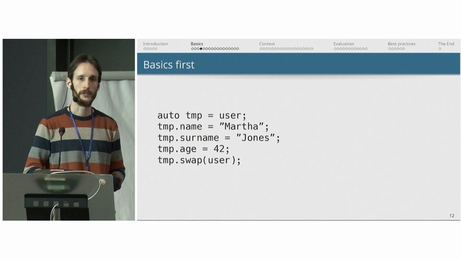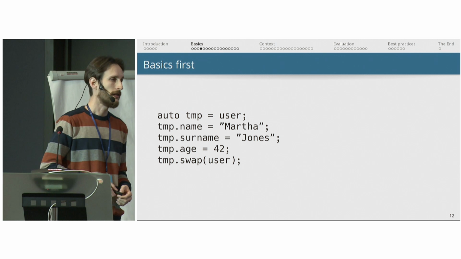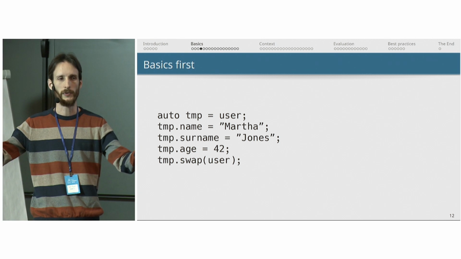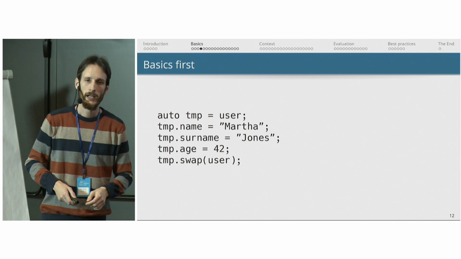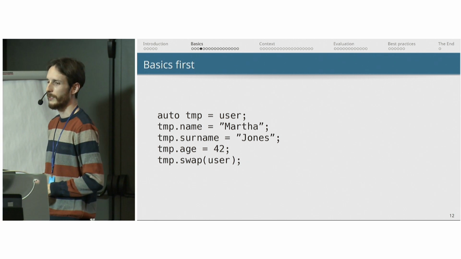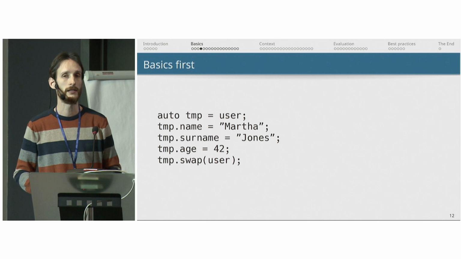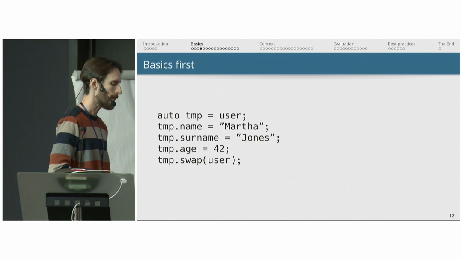We can use the same idiom to ensure that we never update our objects just partly. We can create a temporary copy of the user, update it, and if all the updates succeeded, then we can just say, okay, swap the temporary and the actual value. And obviously, for this to work, swap can never throw an exception. So swap always needs to succeed.